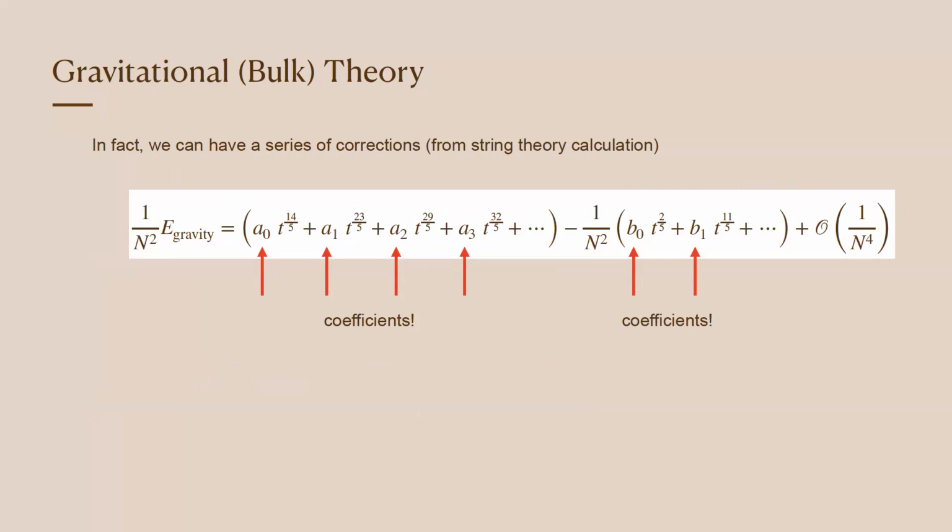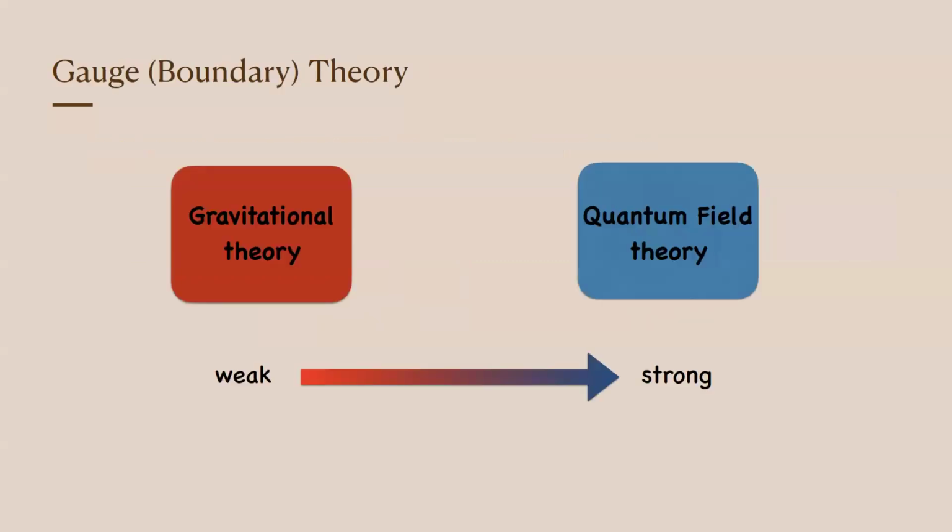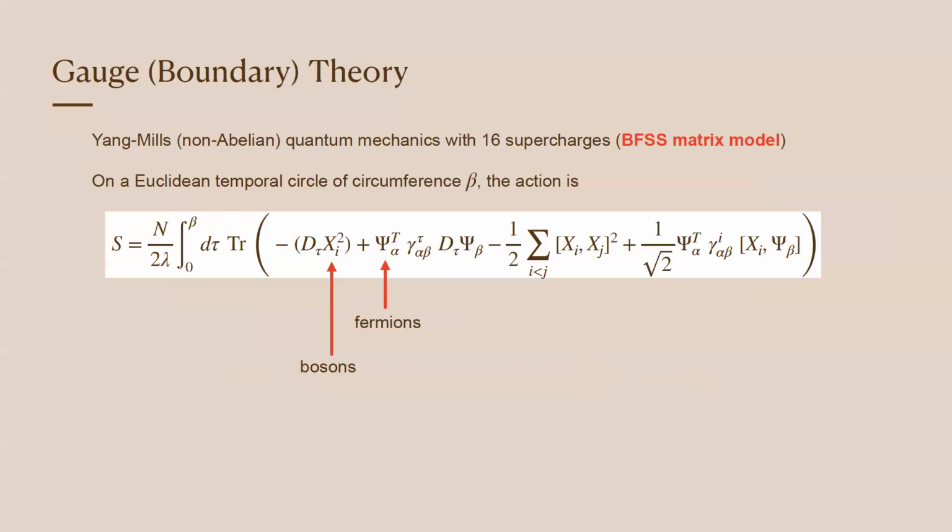So the question is, can we reproduce this in the boundary? Now, going to the theory living on the boundary, it is a strongly coupled quantum theory. That particular theory is known as the BFSS matrix model. It is a matrix quantum mechanics with a large number of fields. So this is the action of that quantum mechanics.